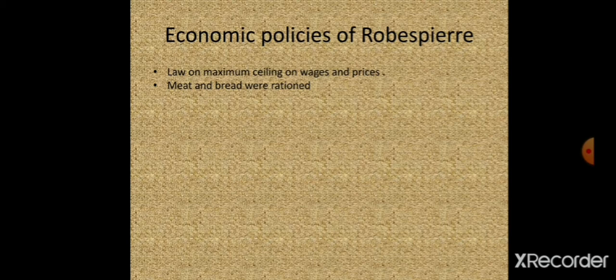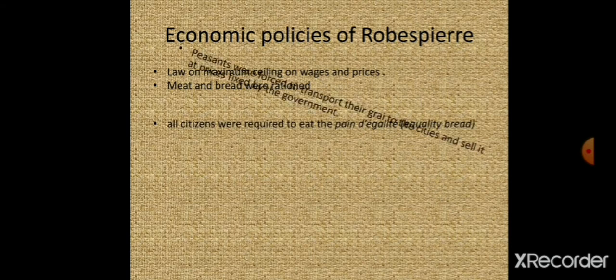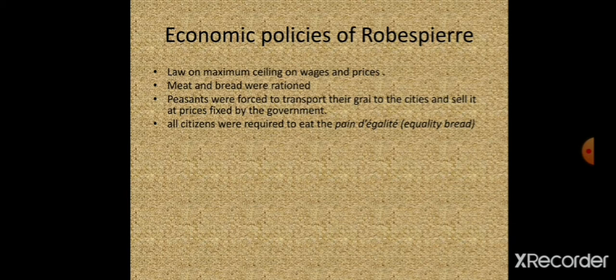Meat and bread were rationed, which means that not everyone got to use it. Peasants were forced to transport their grain to the cities and sell it at a price fixed by the government. Peasants had to transport their food grains and sell them at a price fixed by the government, whether they were making any profit or having some loss from it. They just had to follow the prices fixed by the government.